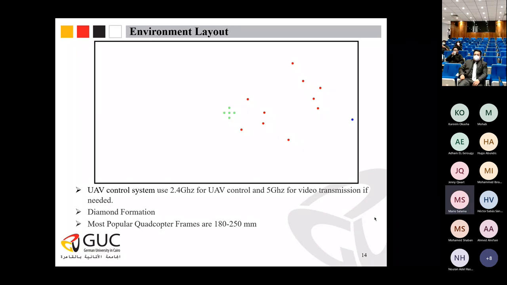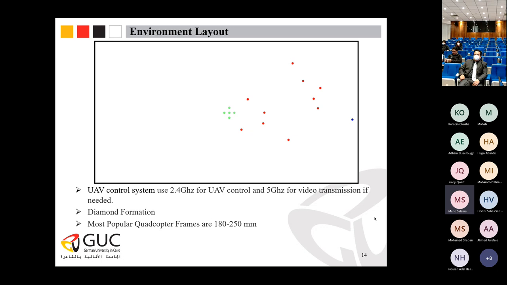Now, moving on with the number of agents. I chose 5 agents in a diamond formation and tried to scale their size to the environment built. Particles were all given the same size of 200 millimeters. The number was chosen based on the fact that most quadcopter frames are usually between 180 and 250 millimeters. I also chose 10 obstacles and one destination to be placed in my environment.